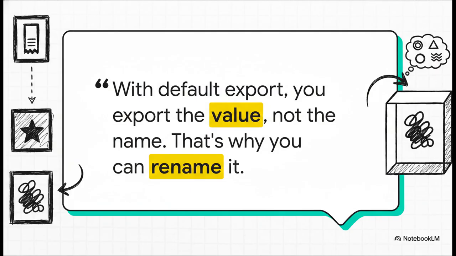And this is the big aha moment, the thing to really get. A named export is totally tied to its name. But a default export, it just sends over the value itself. That's why you can rename it. You're importing the thing, not the label on the thing, and that gives you all the freedom to call it whatever makes sense in your new file.